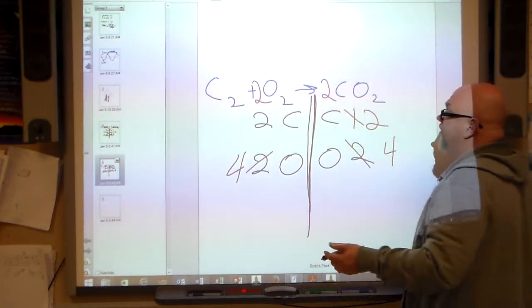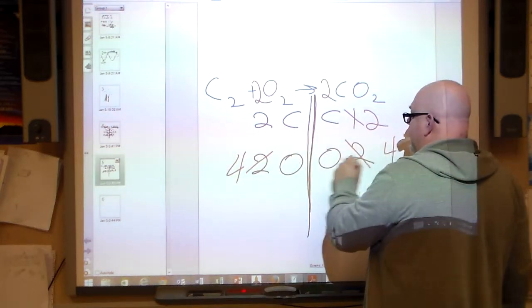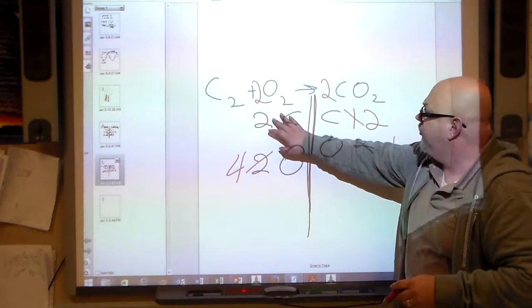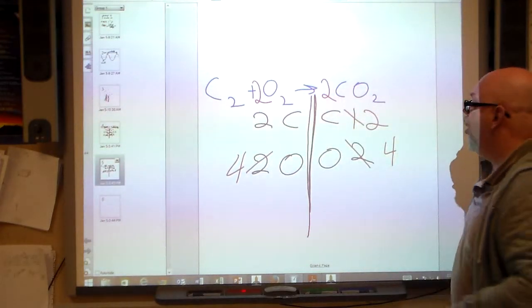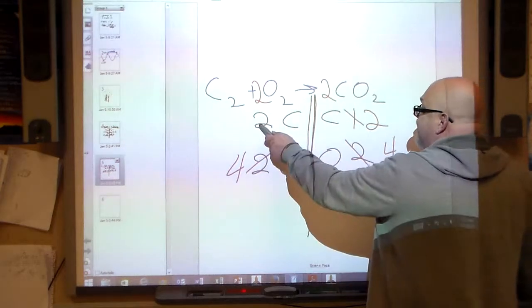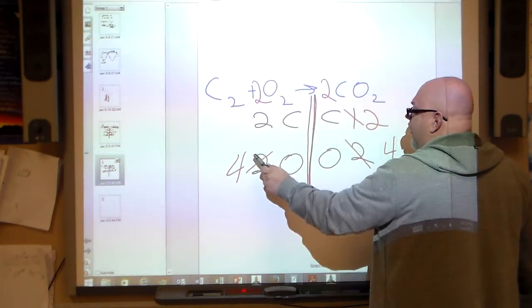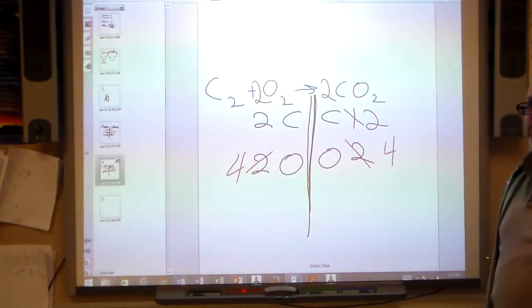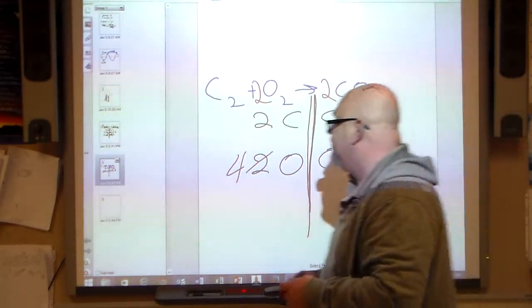So now let's check if it's balanced. Well, our carbons seem to be balanced. Good. And then our oxygens, same number on both sides. Now notice the 2 carbons and 4 oxygens, they don't have to have the same number. What has to be is that the carbon has the same number on both sides of the arrow. The oxygen has to have the same number on both sides of the arrow. That's it. So this one, ladies and gentlemen, is in fact balanced.